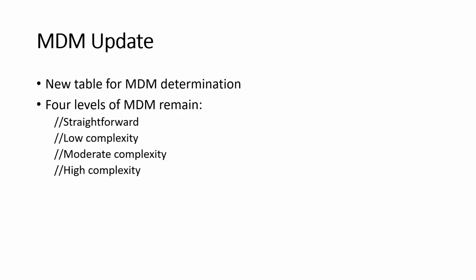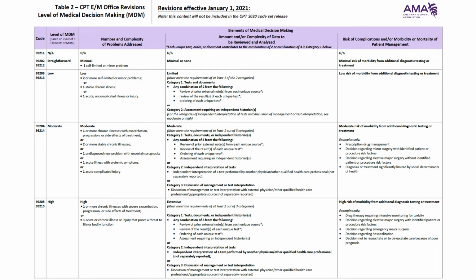For the medical decision-making update, there is a new table for medical decision-making determination, and 4 levels of medical decision-making remain. You have straightforward, low complexity, moderate complexity, and high complexity. Here's the AMA chart. Here's kind of a global view. It's a lot to go over. But again, if you notice the chart, we have straightforward complexity, low complexity, moderate, and high. And there are 3 different categories of the medical decision making, but this is the only chart that we will use to level the medical decision making.